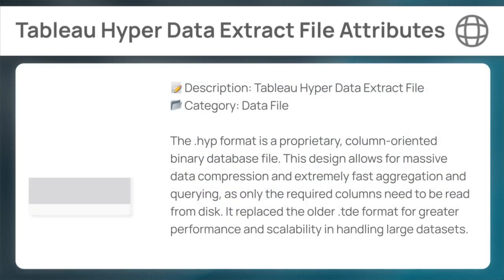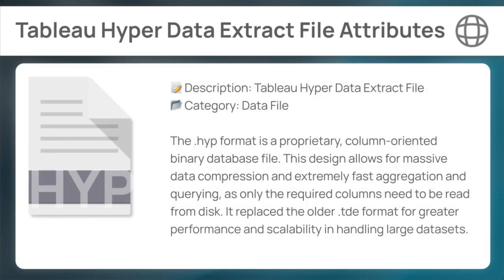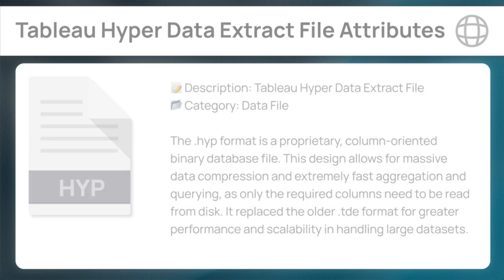The HYP format is a proprietary, column-oriented binary database file. This design allows for massive data compression and extremely fast aggregation and querying, as only the required columns need to be read from disk. It replaced the older TDE format for greater performance and scalability in handling large datasets.